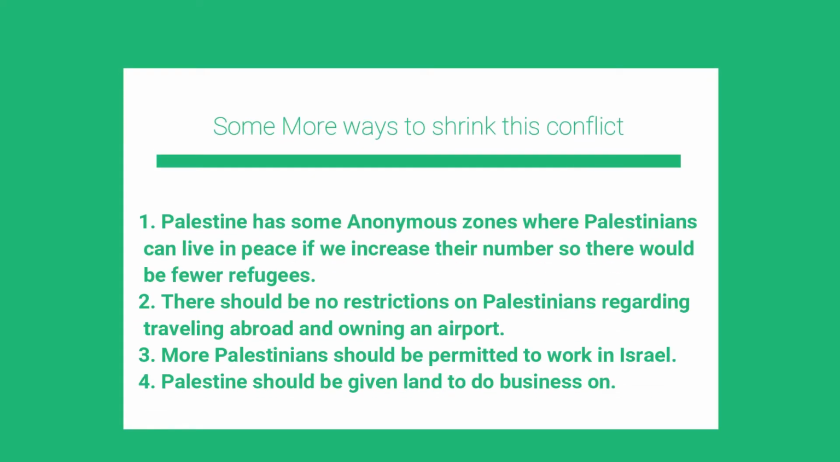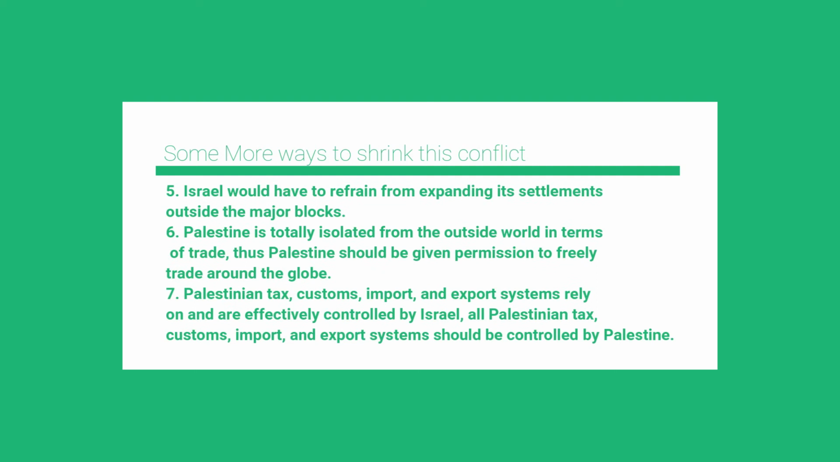Number 1. Palestine has some autonomous zones where Palestinians can live in peace; if we increase their number, there would be fewer refugees. Number 2. There should be no restrictions on Palestinians regarding traveling abroad and owning an airport. Number 3. More Palestinians should be permitted to work in Israel. Number 4. Palestine should be given land to do business on. Number 5. Israel would have to refrain from expanding its settlements outside the major blocks.